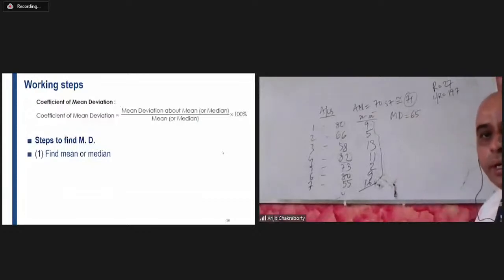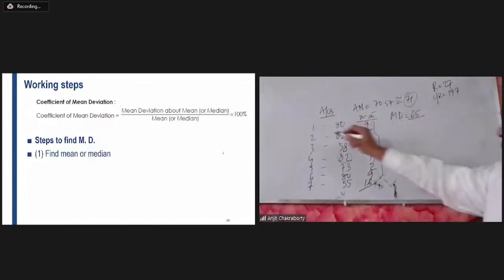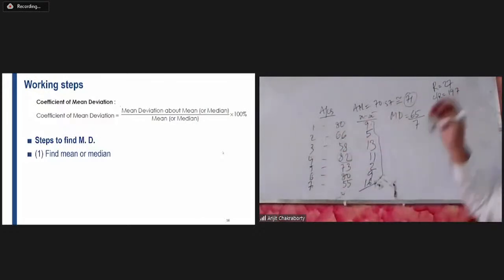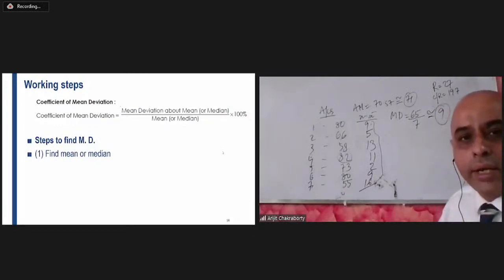Okay, divided by 1, 2, 3, 4, 5, 6, 7. So 65 divided by 7 comes to around 9. I will round it off, 7 nines are 63. So I'm taking the mean deviation as 9.